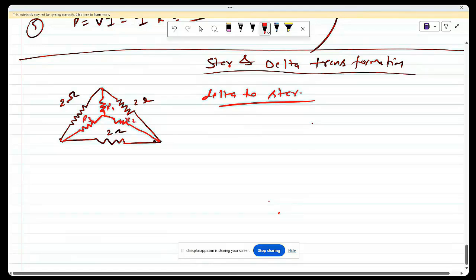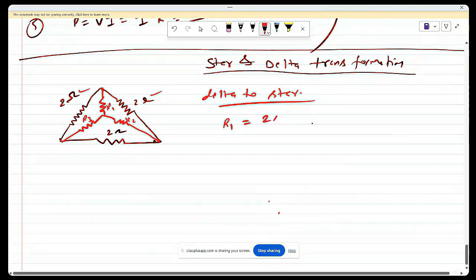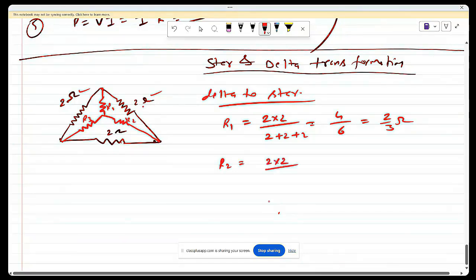R1 will be, just remember the formula, adjacent branches. This R1 is surrounded by this 2 and this 2. So it will be 2 into 2 upon 2 plus 2 plus 2. It is nothing but 4 by 6, which means 2 by 3 ohm. Similarly, R2 is surrounded by this 2 ohm and this 2 ohm. So it will be 2 into 2 upon 2 plus 2 plus 2, again 4 by 6 is equal to 2 by 3 ohm, and R3 will also be 2 by 3 ohm.